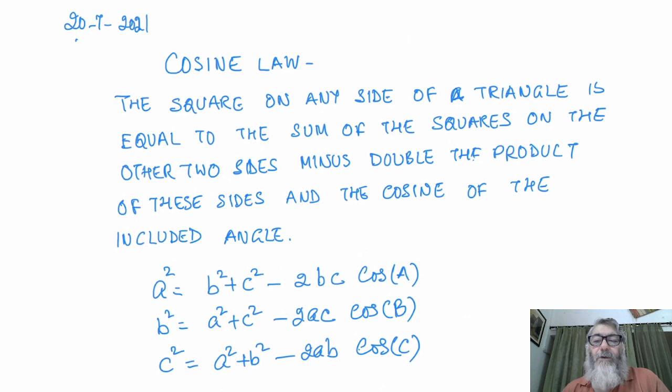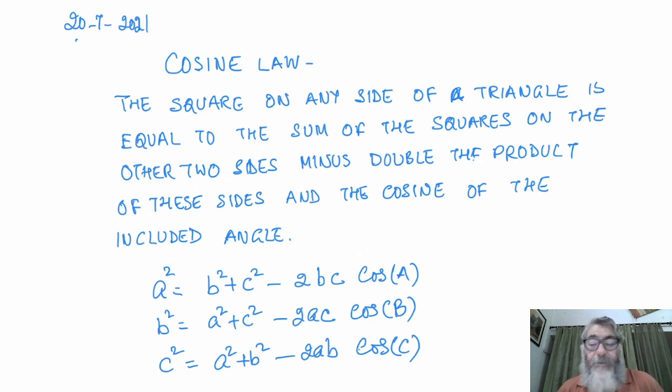The cosine law statement is: the square on any side of a triangle is equal to the sum of the squares on the other two sides minus double the product of these sides and the cosine of the included angle.